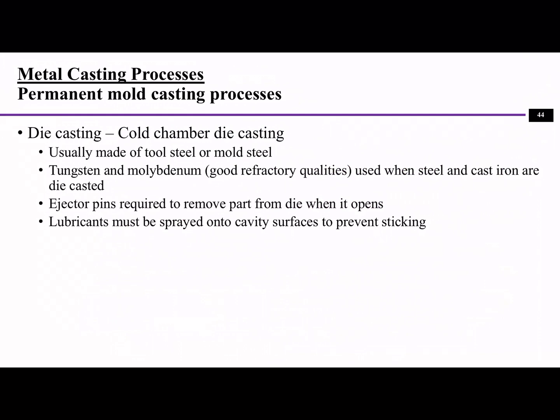And usually, the chamber is made of a tool steel or mold steel that has a really high melting temperature, for example, tungsten or molybdenum materials, for the mold, if we are making steel castings or cast iron castings.